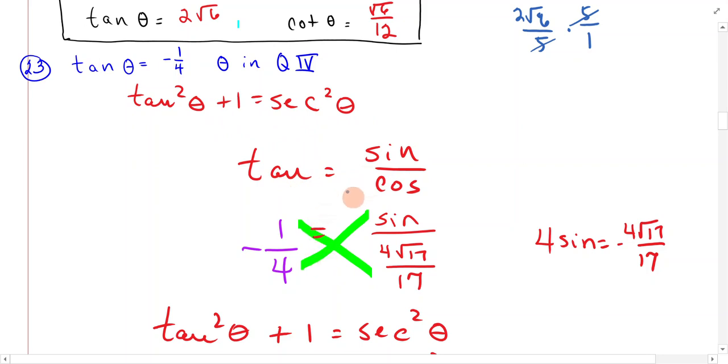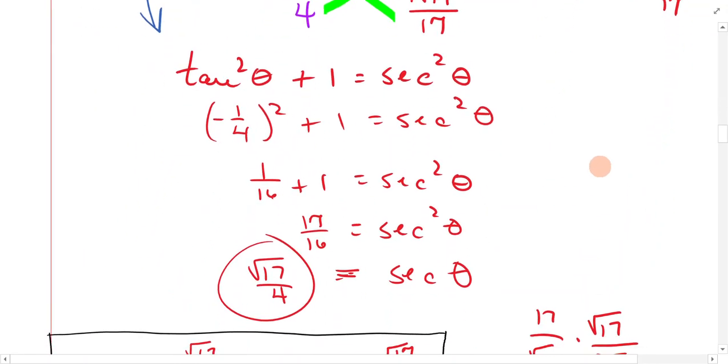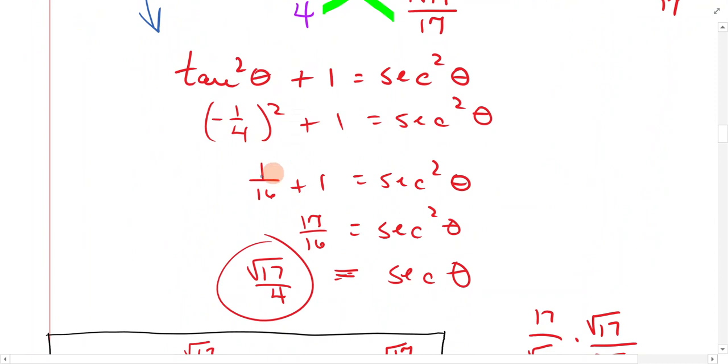Tan is equal to sine over cosine. So -1/4 equals sine over cosine. I think we're going to skip down to here. This is the Pythagorean identity. So we only have the -1/4 squared.